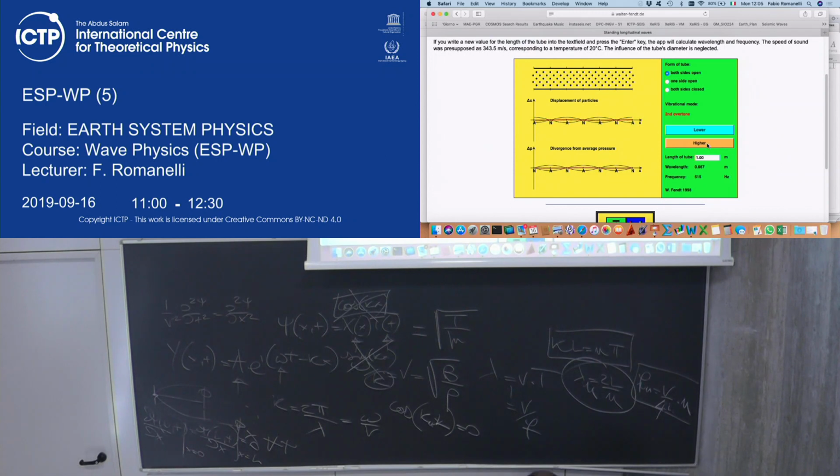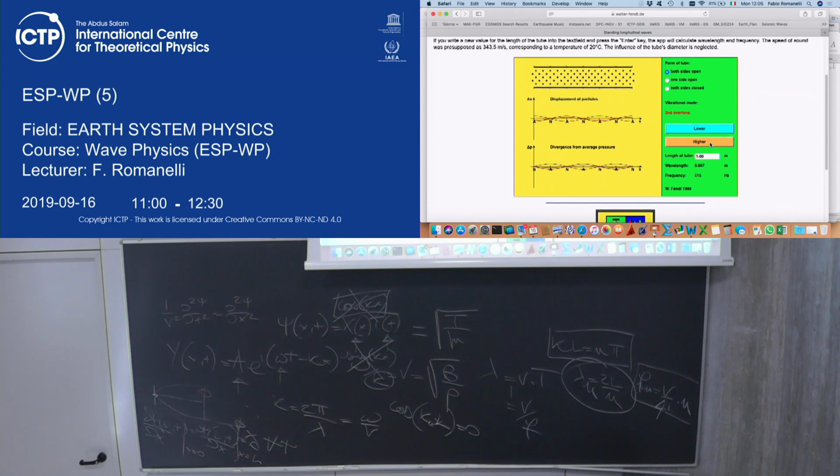So if you want a terminology, you can call it fundamental, first overtone, second overtone, as you can see here. Or first harmonic, second harmonic, third harmonic. What you have to do is just bookkeep the number of nodes. You can increase them. And you see on the top the vibrations. Remember, these are longitudinal waves.